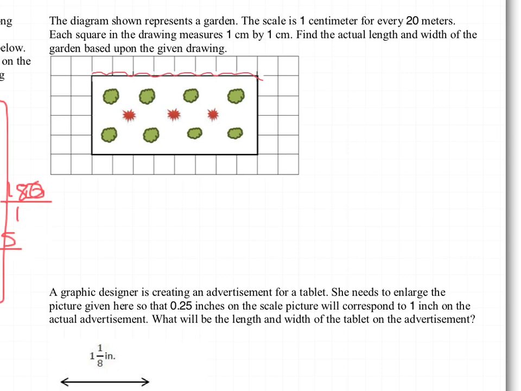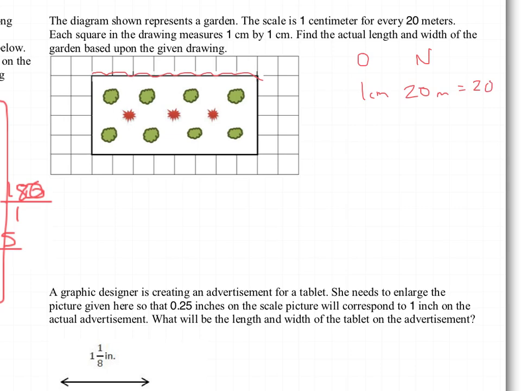So looking at this, there's really two methods you could have gone with. You could have gone through and said your original and your new, you could have said 1 centimeter is 20 meters. And so you have a scale, not a scale factor, because it doesn't tell me how many times larger something is. It's equal to 20.